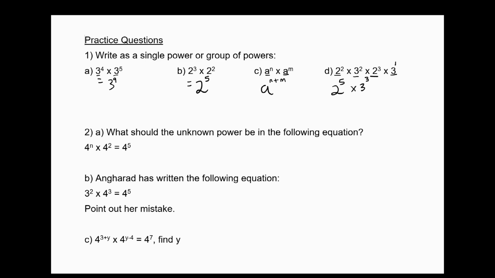In 2a, we have 4 to the n times 4 to the 2 is equal to 4 to the 5. Because the base numbers are the same, we're going to add the powers, and when we do that, we end up with a 5. Well, what do I need to add to 2 to get 5? 3. So that means n is equal to 3. For B, Angharad's mistake is that she has added the powers even though the base numbers are different. And that's the mistake. The base numbers need to be the same in order for the rule to work.